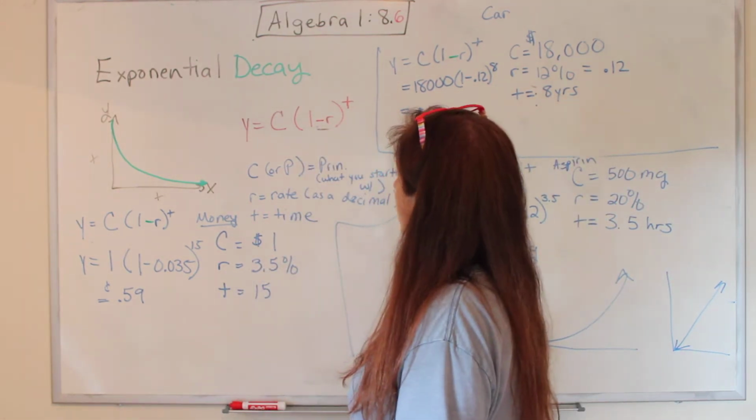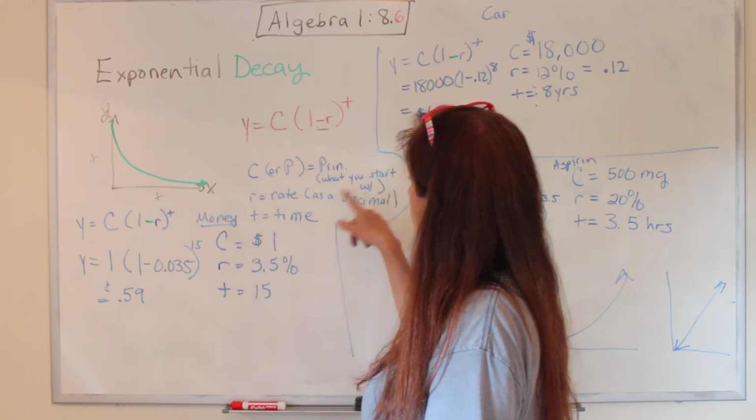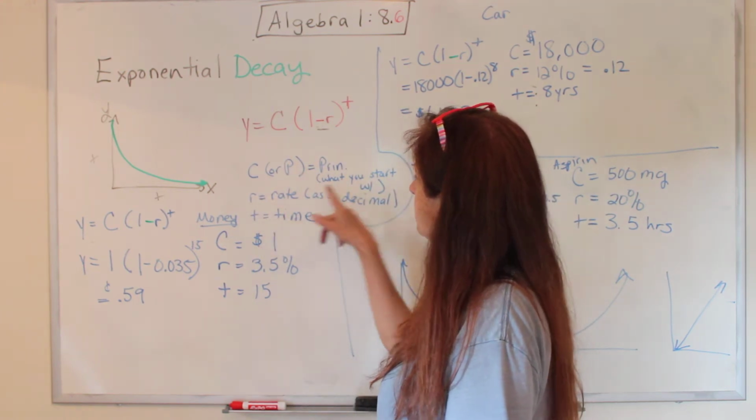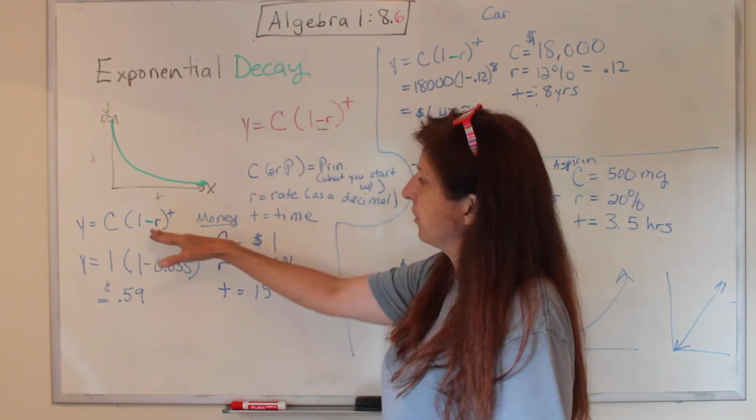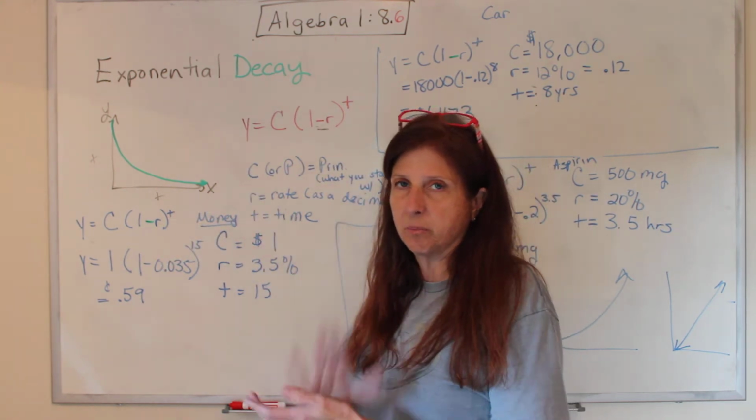So let's look at a problem. Remember that C is your principal, what you start with. R is the rate, written as a decimal. And T is your time. And you fill it into the formula. And I want you to write the formula every time.